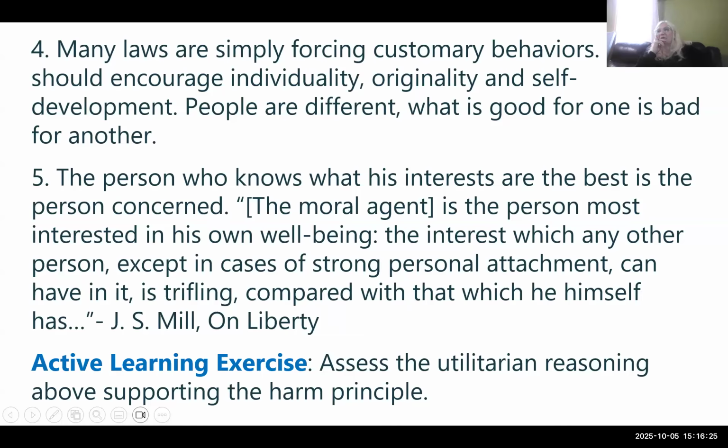Bentham in particular focuses on how laws are often simply forcing customary behavior of majority or dominant groups. So society should encourage individuality, originality, and self-development instead of just customary behavior, according to Bentham. People are different, and what is good for one is not necessarily good for another, and we shouldn't enforce that.